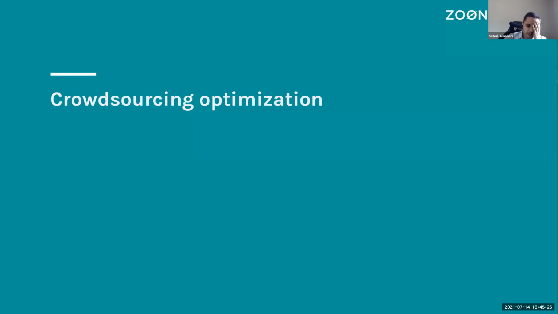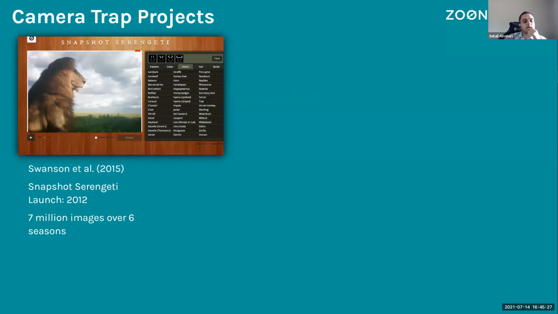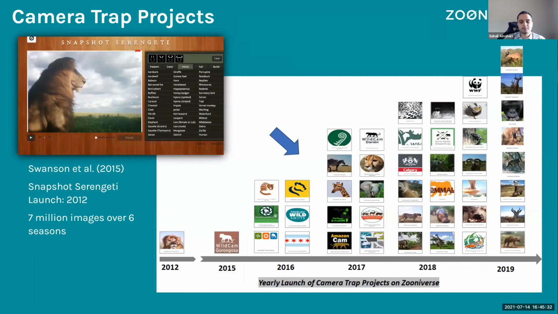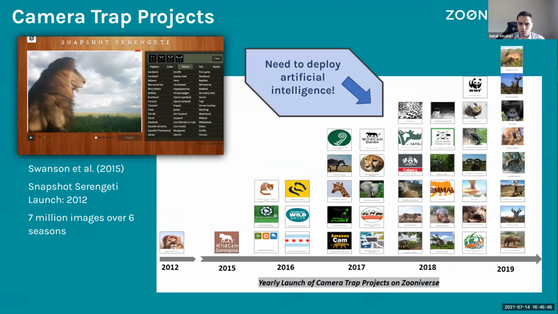So you could see that with the Easy Project Builder, there's just been a lot of projects going live. And with the amount of projects that are going live, you have more and more images, but the rate by which the volunteers increase has not been the same. So we have to deploy artificial intelligence and machine learning in order to streamline this process.